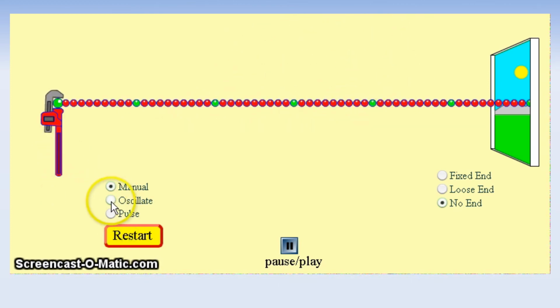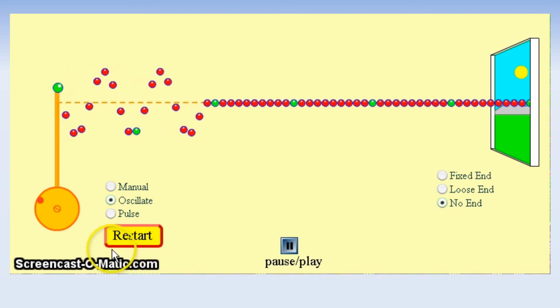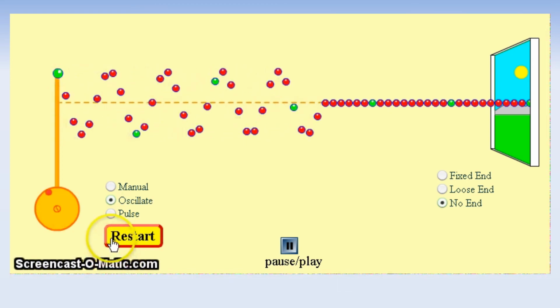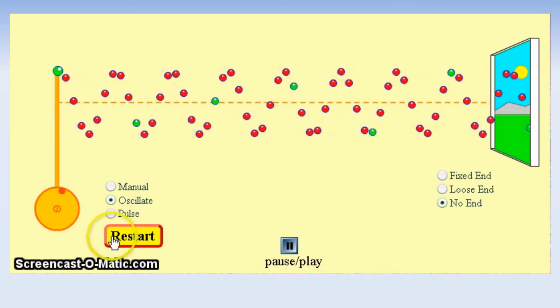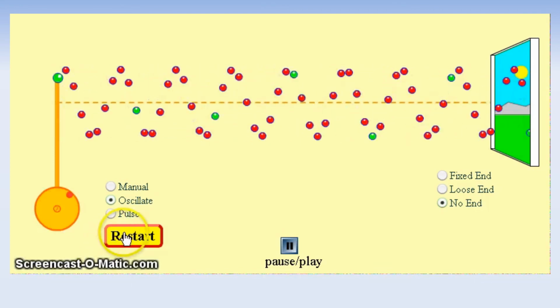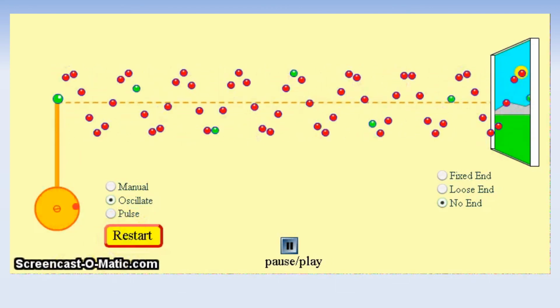Conversely, I could actually disturb the medium continuously. I'm going to hit this oscillate feature here, and you'll see that now the medium is being continuously disturbed, in which case we have this traveling wave, which travels from left to right. So we have a whole series of wave pulses.